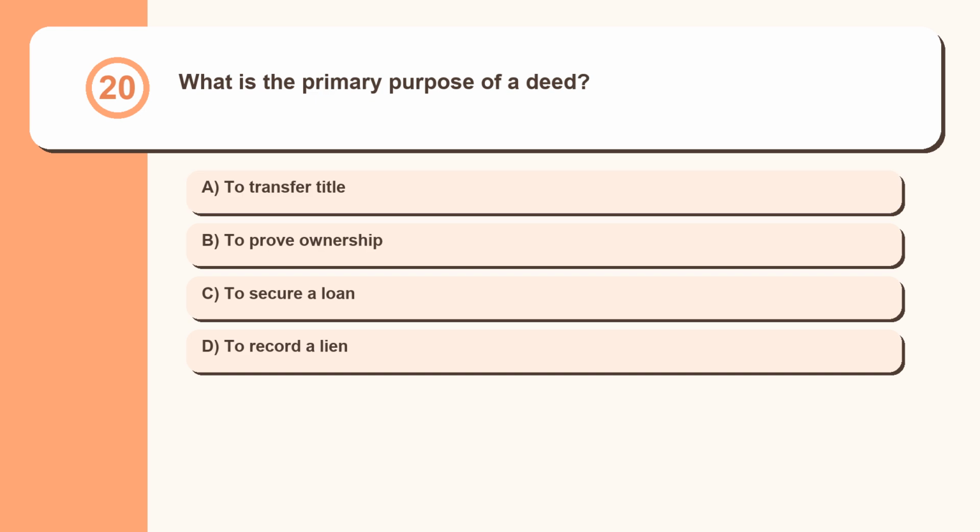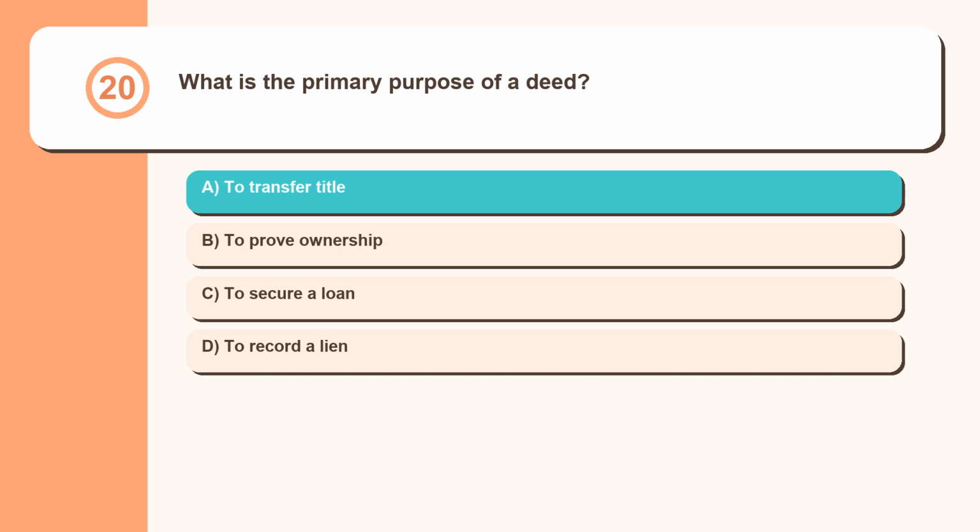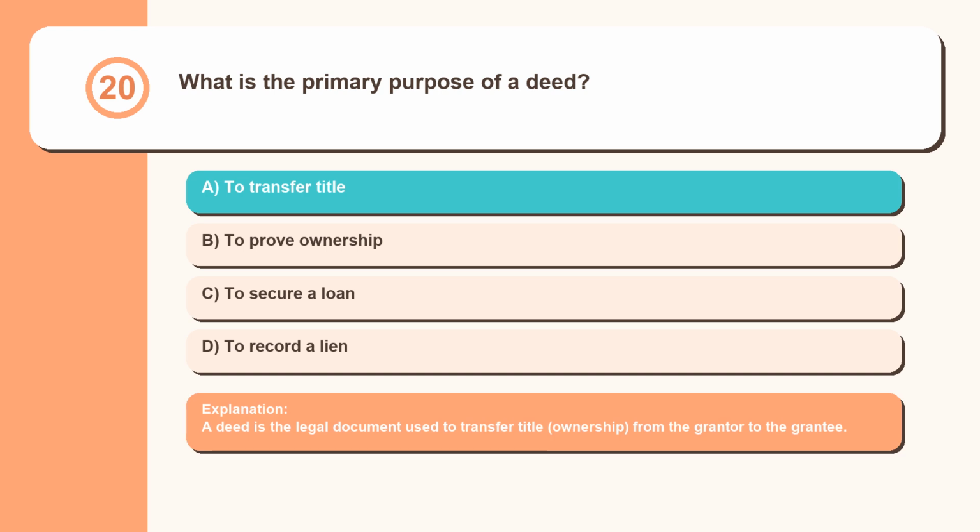Question 20. What is the primary purpose of a deed? To transfer title, to prove ownership, to secure a loan, to record a lien. A deed is the legal document used to transfer title, ownership, from the grantor to the grantee.